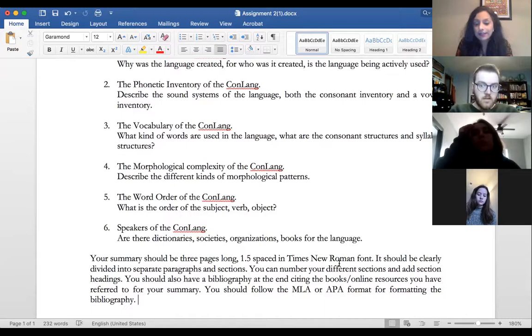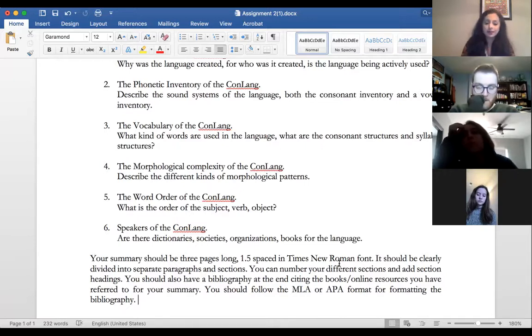And again, very similar to last assignment, this is 3 pages long, 1.5 spaced in Times New Roman font. And I've given you that. One of the things that came about, I've graded your first assignment. You will see the grade on Blackboard.